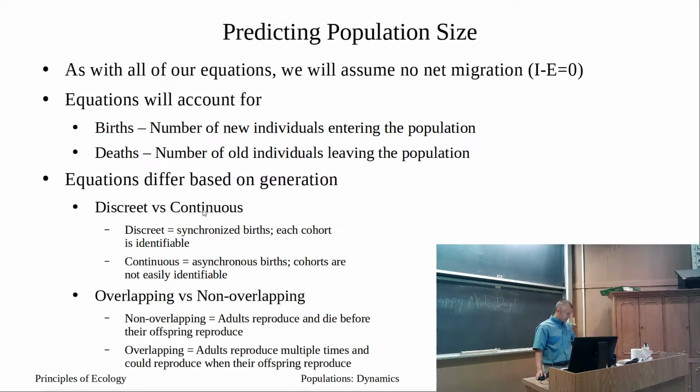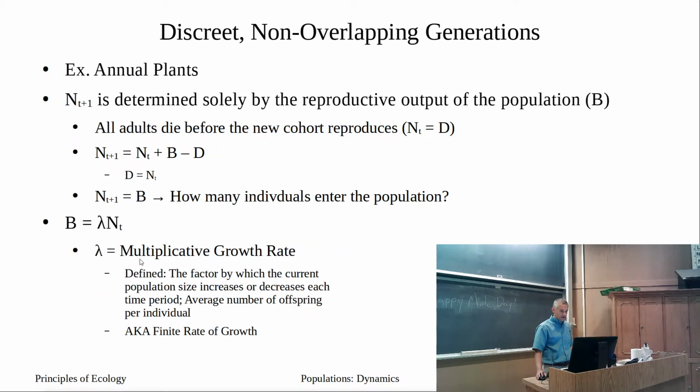All right. So know these terms: discrete versus continuous, overlapping versus non-overlapping. What I think we're going to do is stop here and start with our population growth equations. So you're going to need a calculator. We're going to do some examples in class, and we'll work through examples on the board. And then there's also some homework that we'll have posted that gives you even more practice in doing these population growth equations.